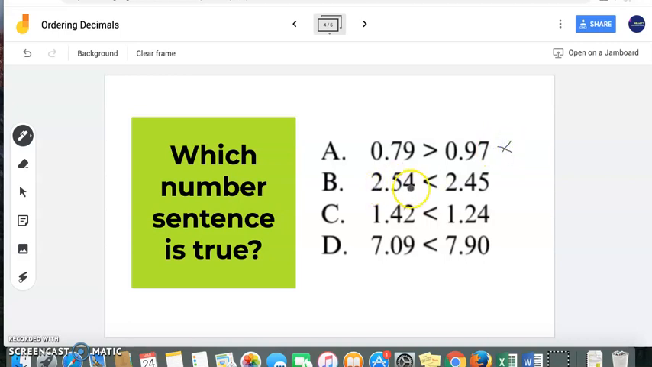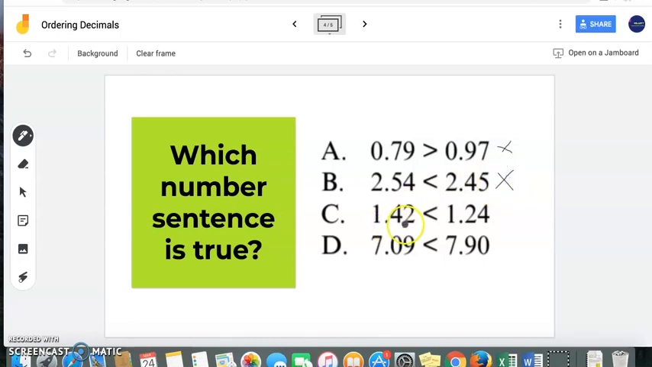Now we have 2 and 54/100 is less than 2 and 45/100. So let's compare one digit at a time and see if we agree or disagree. So in my ones place, we have a 2 and a 2. My tenth is a 5 and then a 4. So 5 is greater than 4, showing me that this number is greater than this number, but my symbol's a less than sign. So this cannot be right.